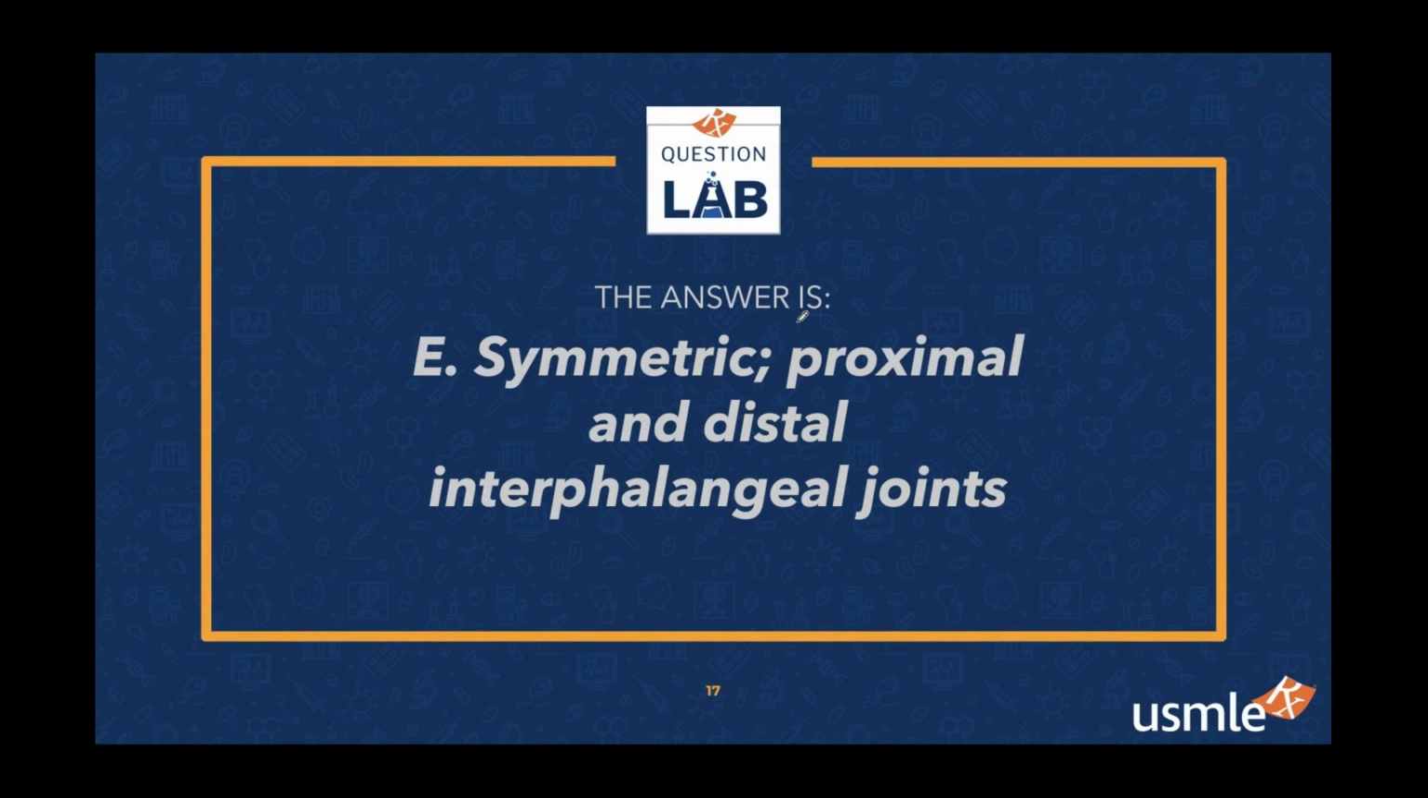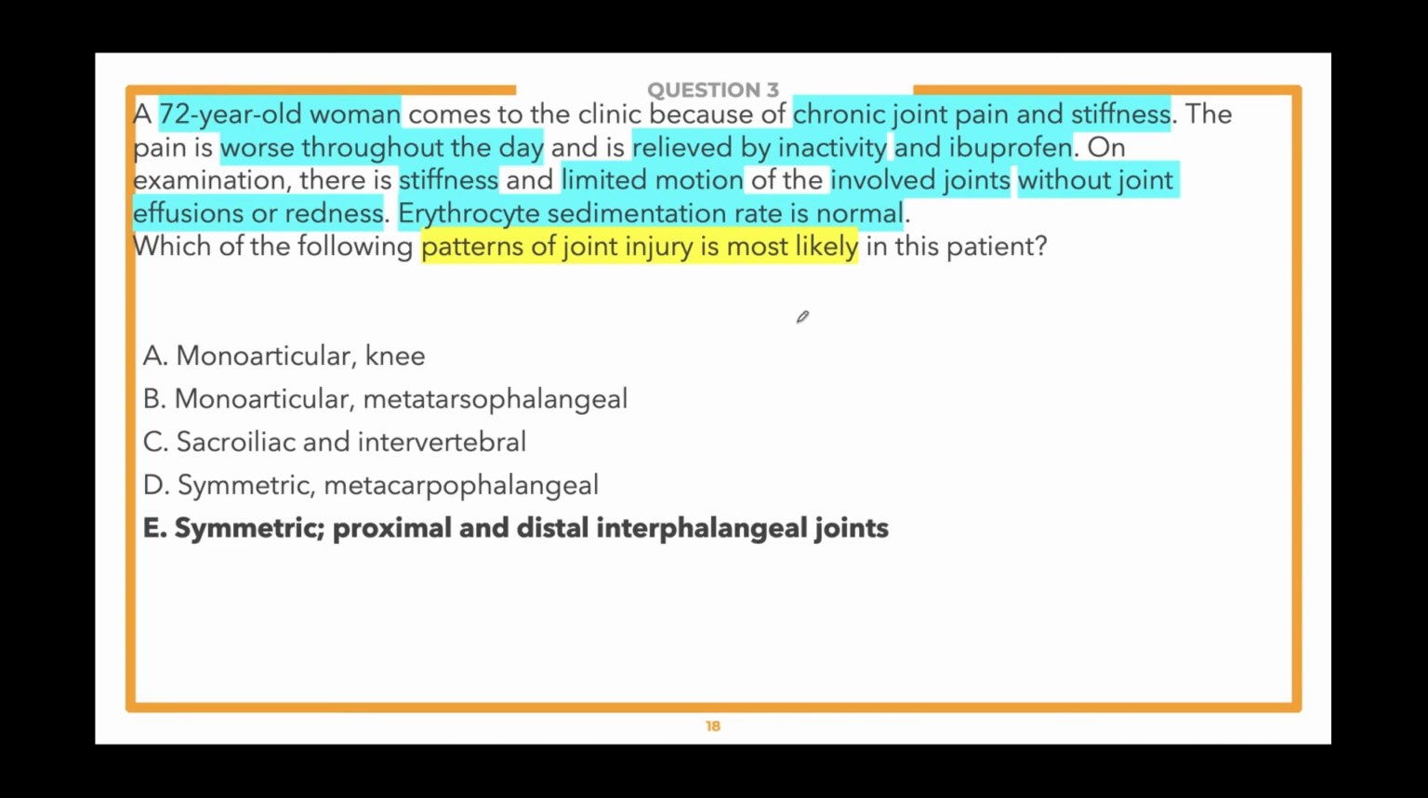Thank you, Sean. Yes, definitely a challenging question. So let's take a look at what's going on here. This patient has chronic joint pain, and it's worse throughout the day, and it is relieved by inactivity or rest. These are signs that this is osteoarthritis. On top of that, the ESR is normal, meaning that there's not a lot of inflammation going on.